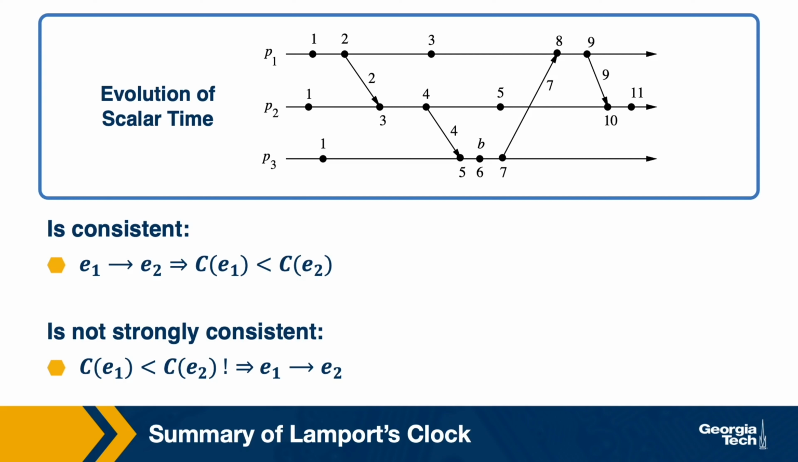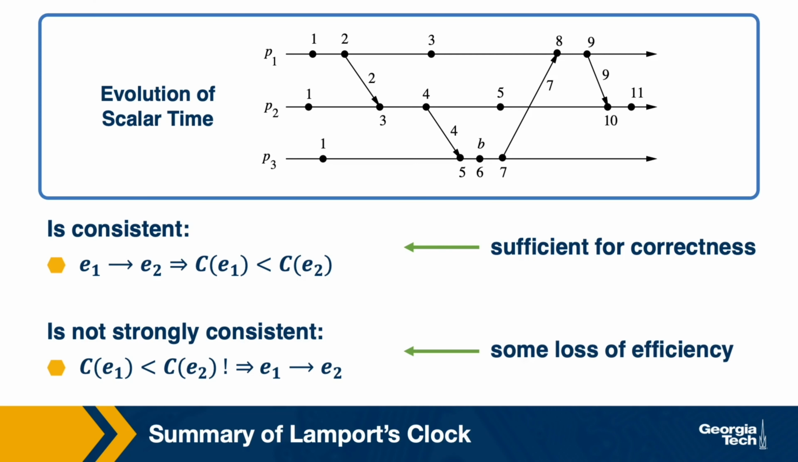If a timestamp C of E1 is less than a timestamp C of E2, this doesn't mean that E1 happened before E2. Not supporting the strong consistency property doesn't make the clock incorrect. The first property is sufficient for a clock to be useful for correctly maintaining the ordering of the events in all scenarios where the ordering is truly important. Whenever we have events that are indeed dependent, that will be reflected in the Lamport's clock timestamps. The lack of a strong consistency guarantee only means some loss of efficiency.